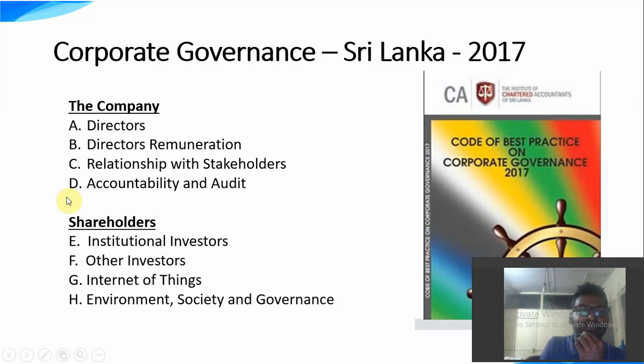This seems like a little, but the code is actually quite lengthy, and it has very detailed sections on these matters. The second major section goes into shareholders, where institutional investors, other investors, and how environment, society and government should be affected. All these are subsections, and it is advised that you all go through this code, at least have a slight overview and see what is what, and you will get an idea of how Sri Lanka is operating at this level.